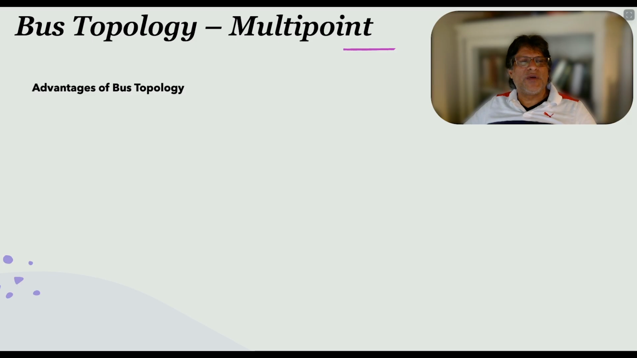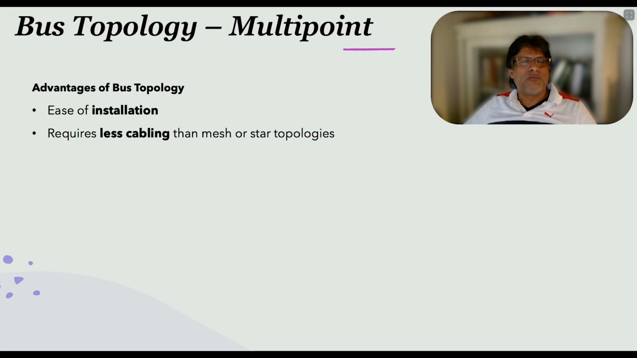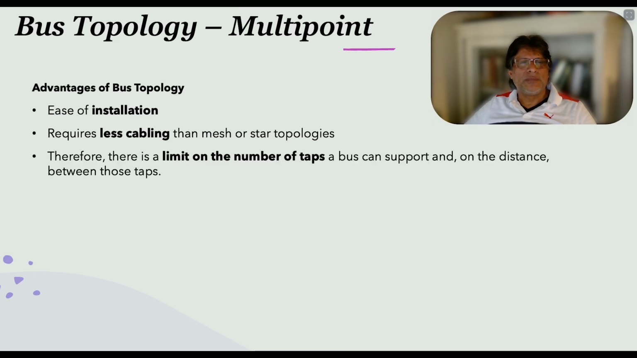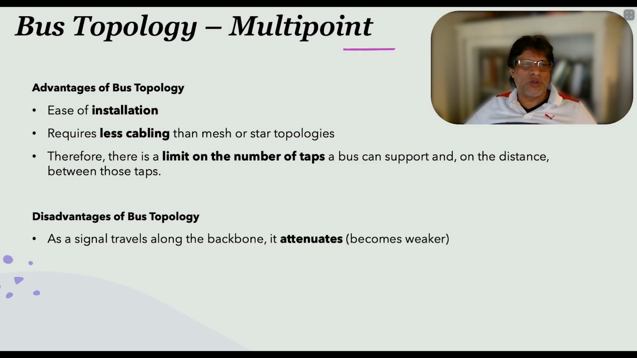Okay, so the advantage of the bus topology was it was easy to install, required less cabling than a mesh or a star topology that we had discussed before. Therefore, there is a limit basically on the number of taps a bus can support on the distance between those taps. So basically the distance was one of the limitations. And the fact that this was half duplex, of course, that became a disadvantage as well.